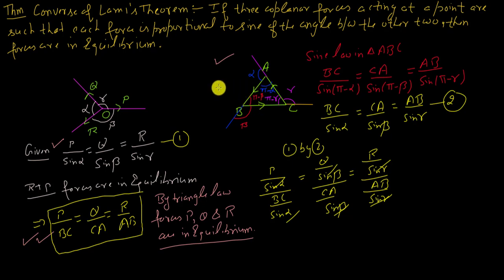When we draw this triangle, up to this point we were only able to represent the forces by the sides of the triangle in direction, not in magnitude. But when we establish this, we have represented the magnitude by the sides of the triangle, in the proportionality ratio. So the triangle law over here is justified, and with that triangle law we can say that forces P, Q and R are in equilibrium, and this establishes the converse of Lami's theorem. That is an important theorem, so you should go through its proof thoroughly.